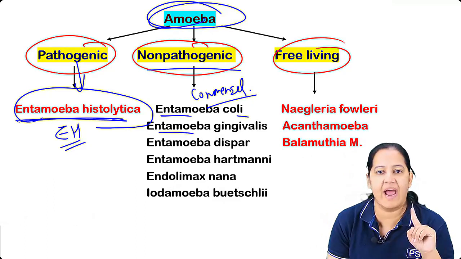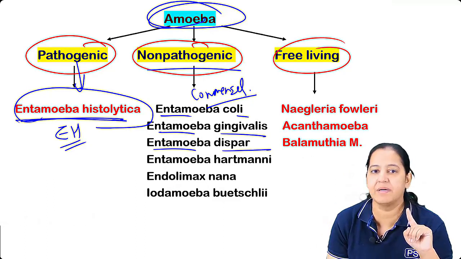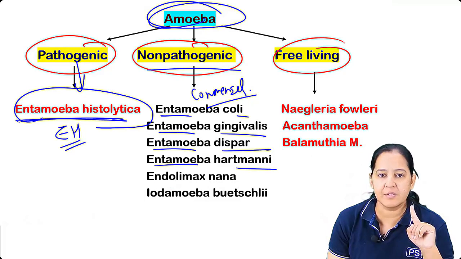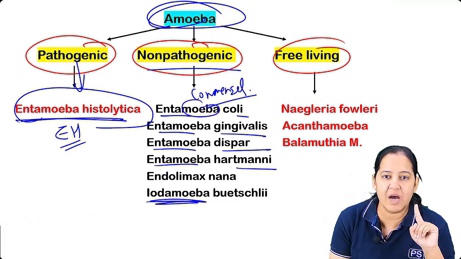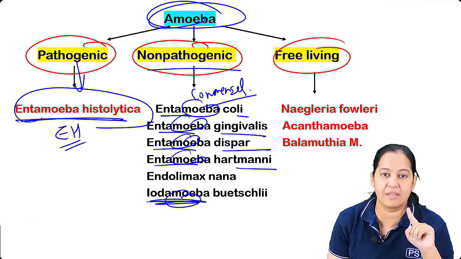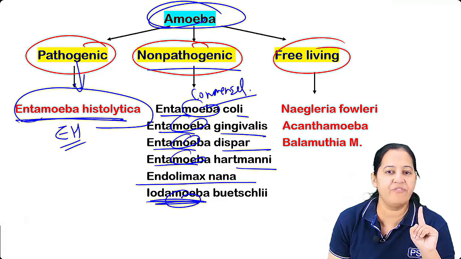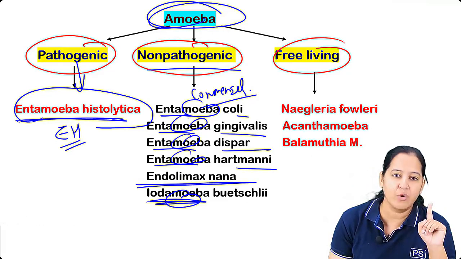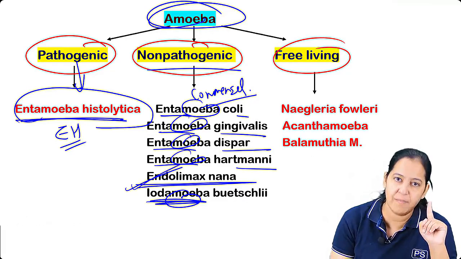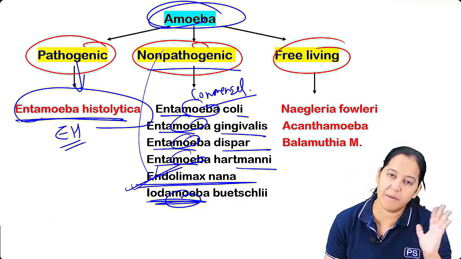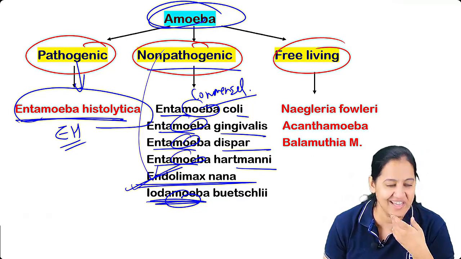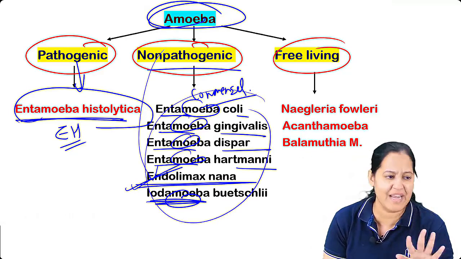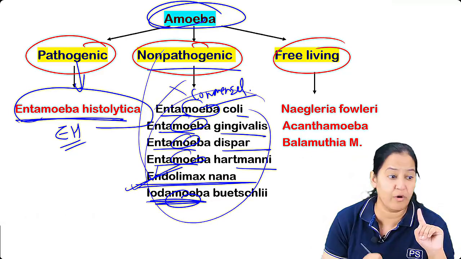Entamoeba coli, Entamoeba gingivalis, Entamoeba dispar, Entamoeba hartmanni. This is also Endolimax. So the suffix is amoeba, amoeba, amoeba, and by seeing it you will understand it is an amoeba. But one of them does not have the suffix amoeba: Endolimax nana. You must understand that Endolimax nana is also non-pathogenic. The rest all have the amoeba suffix. These all are commensals. Just learn their names. Don't go into the detail. I will not give you the detail of any of them.